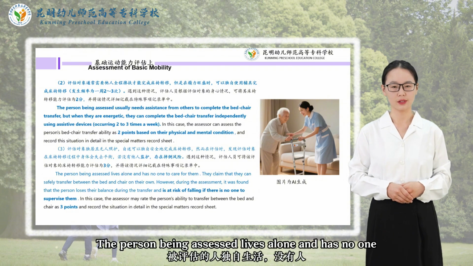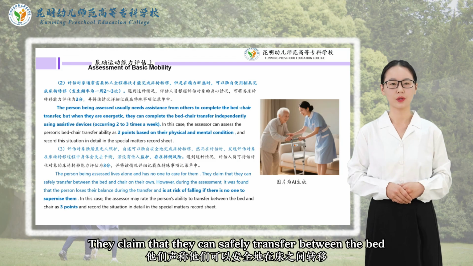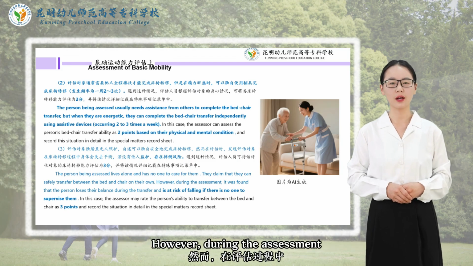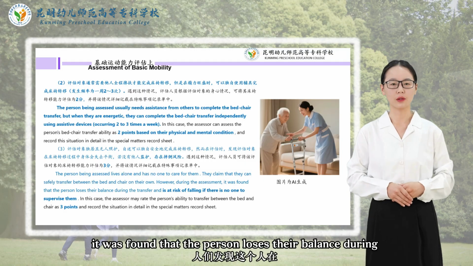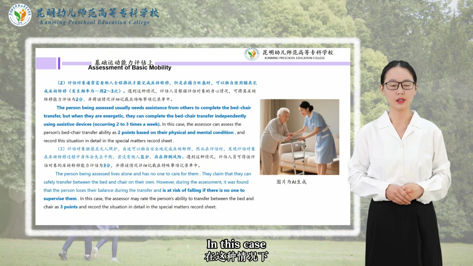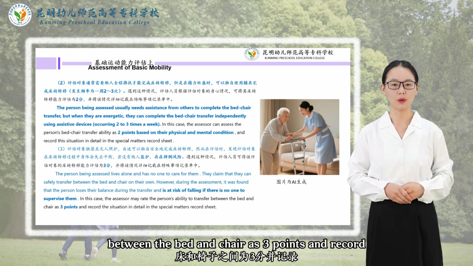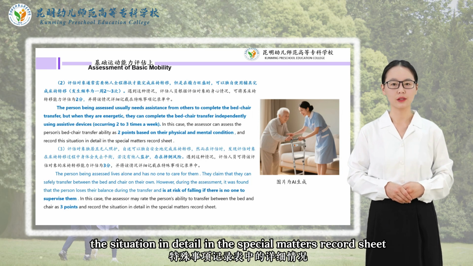Scenario 3. The person being assessed lives alone and has no one to care for them. They claim that they can safely transfer between the bed and chair on their own. However, during the assessment, it was found that the person loses their balance during the transfer and is at risk of falling if there is no one to supervise them. In this case, the assessor may rate the person's ability to transfer between the bed and chair as 3 points and record the situation in detail in the special matters record sheet.